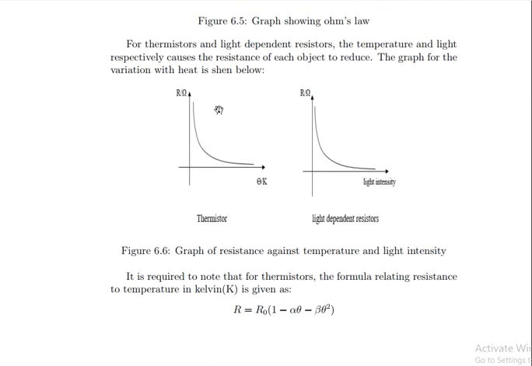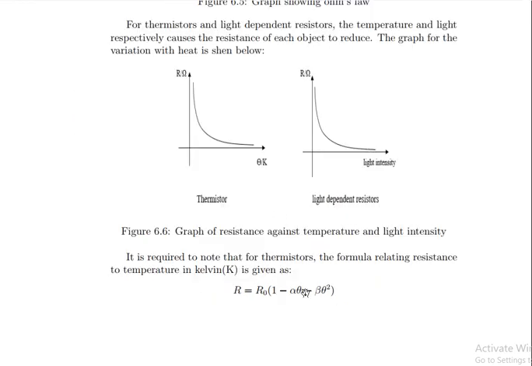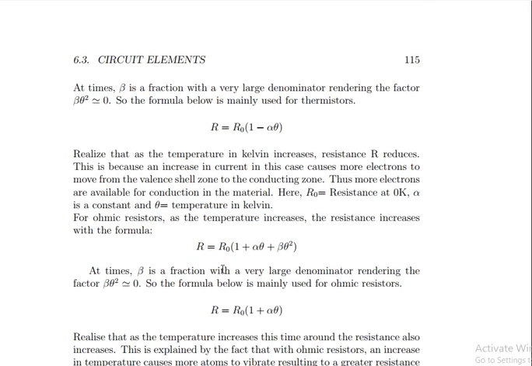Now in the case of thermistors and light dependent resistors, we see that the resistance is going to reduce. In the case of thermistors, the resistance reduces as the temperature increases, following this formula: R equals R0 times 1 minus alpha theta minus beta theta squared. So this is a formula of resistance, and it is inversely related in the case of thermistors.